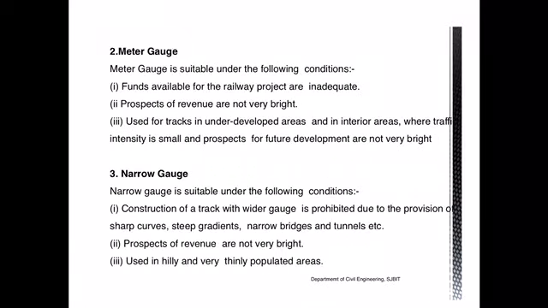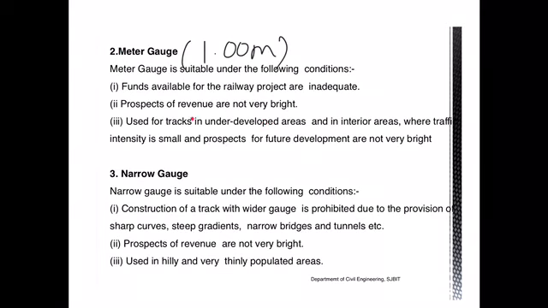The second one is the meter gauge. In the meter gauge, the width is 1.00 meter. It is quite narrow compared to the broad gauge; the width is quite reduced here. As for suitability, when the funds of the railway projects are not sufficient or are inadequate, you can go for the construction of the meter gauge, and also in areas where the prospects are not very bright.